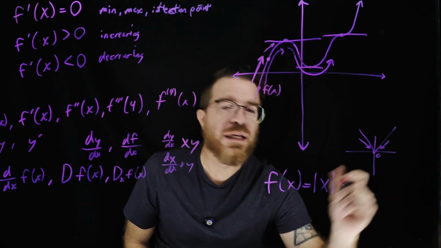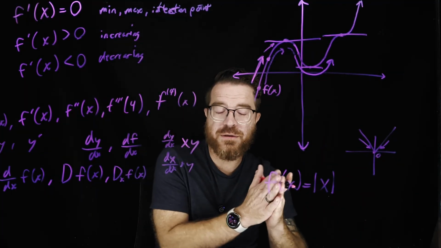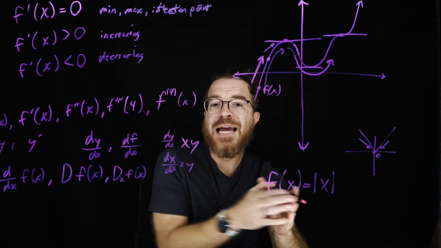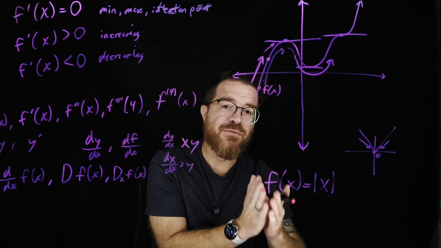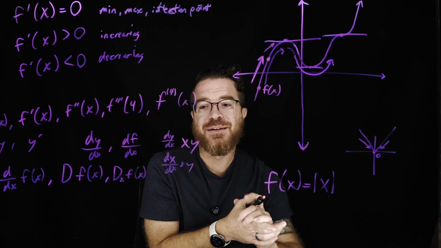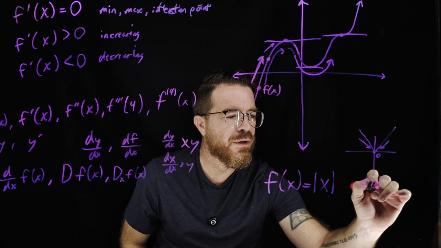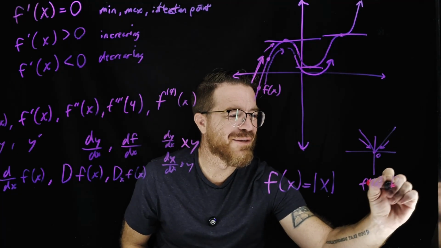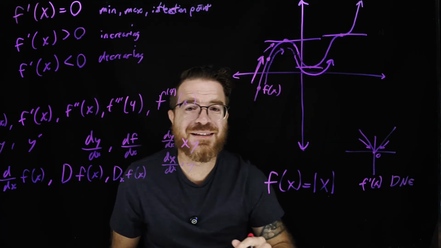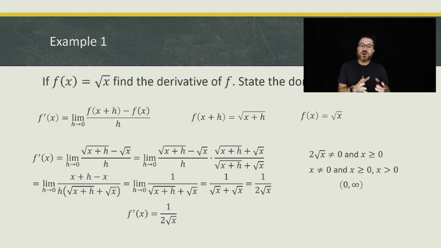So if you can take the derivative of some function, it is continuous. But just because a function is continuous does not mean that it's differentiable, because the derivative of this would be, well, it does not exist. So it doesn't equal anything. Does not exist.